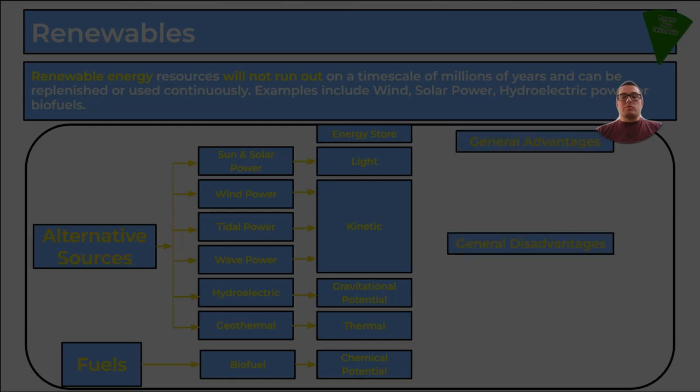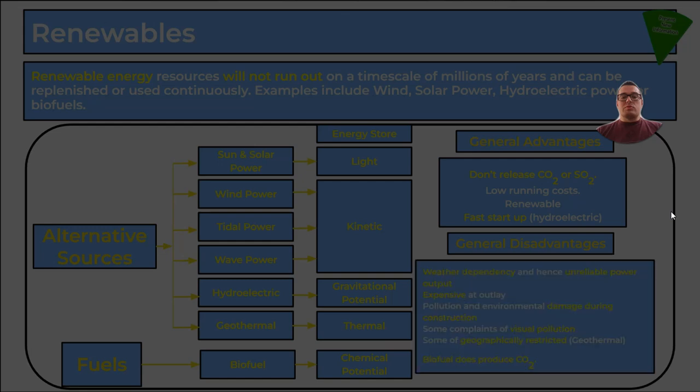We can summarise these in simple terms of general advantages and disadvantages again. Generally they don't produce CO2 or carbon dioxide, they generally have much lower running costs, and they are obviously renewable. The disadvantages are issues around weather dependency and unreliable power output. They can be expensive at outlay, particularly things like hydroelectric. They can potentially damage the environment during construction, and they have a degree of visual pollution.